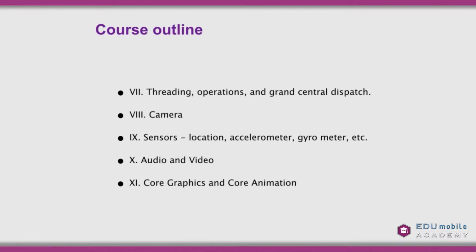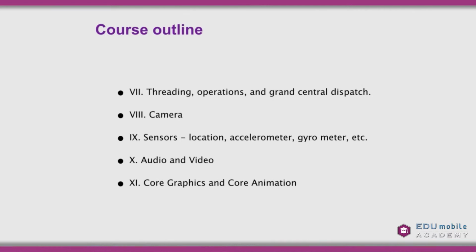Unit 7 is all about threading and operations, and also something called Grand Central Dispatch. How to write good threaded code. Threading is one of those things that developers shudder about when they learn a new language. It is not that hard. What we have to do is learn when to do it and then how to do it successfully. And that's what Unit 7 is all about.